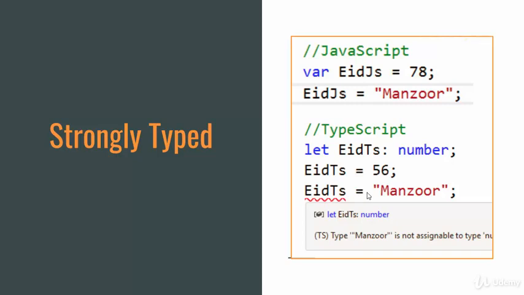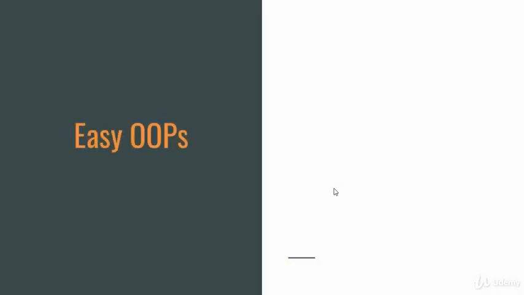Now you see that if I try to assign a string, it throws a compile time error. That is, type Manzoor is not assignable to type number. So Manzoor is of type string, which cannot be assigned to the type number. So now my TypeScript is strongly typed. So that is one solid reason. The next reason is easy OOPS.